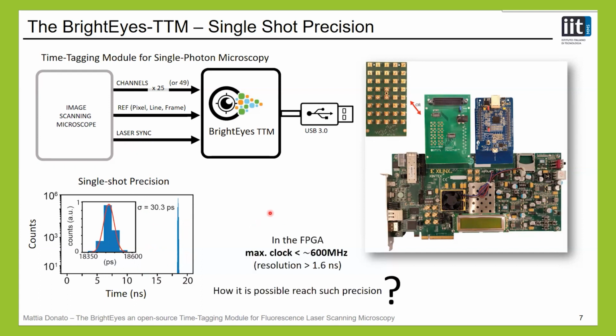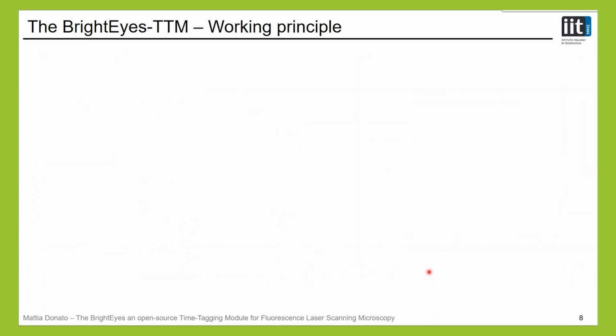30 picoseconds. The question now is how you can reach 30 picoseconds when you have an FPGA that supports a maximum of 600, maybe 800 megahertz, so something like 1 nanosecond resolution. How is it possible to reach it? To explain it, I will use an example with objects from everyday life, let's say.